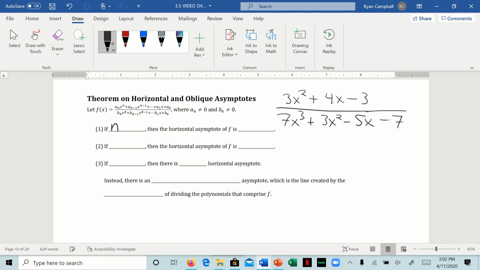So if the exponent on the top is less than the bottom, if the degree of the top is less than the degree of the bottom, we have a horizontal asymptote at y equals 0. And since we have a horizontal asymptote, we don't have an oblique asymptote.